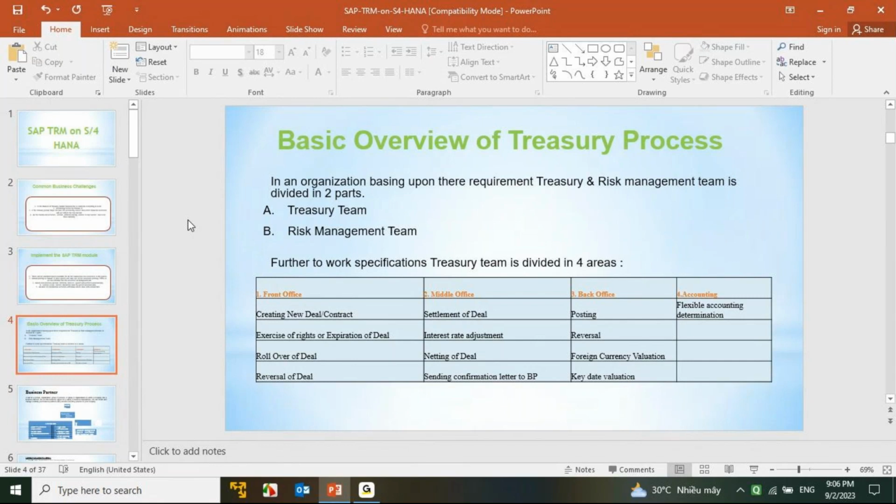Like you have a front office, a middle office, and a back office. So what is the front office? I'll try to explain it in a very easy way to understand. Let's say you go to a bank to open either a savings account or a current account. You go to the counter, and the people sitting in the bank are called the front office team.